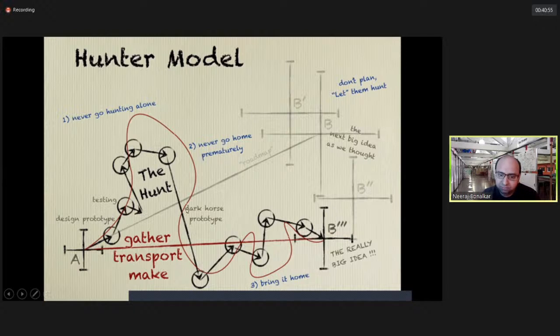And after a lot of these changes and learnings, and this kind of zigzag moving around, you actually come to the final delivery or the idea which actually works in the market, which is B prime, prime, prime. It's not your original thought, what you thought would work. It's something new. It's something you have discovered. And that is a really big idea.